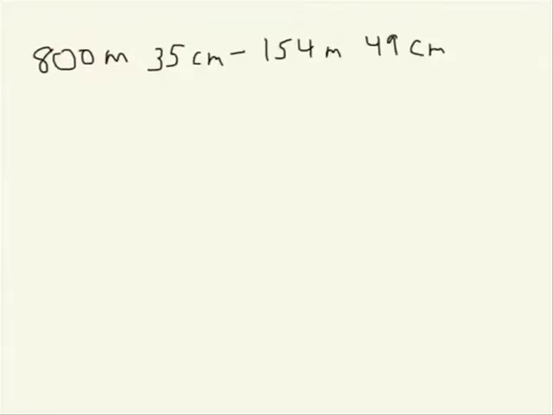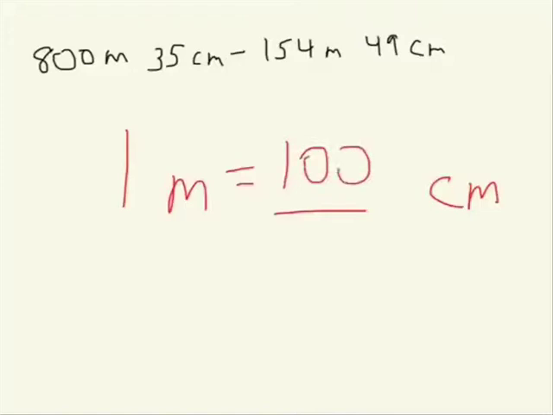Alright, in this problem we're going to do the same thing. We're going to come up with an answer using the smaller of the two units. So in this case, our units are meters and centimeters. So centimeters are smaller. So I'm just going to take note and write that 1 meter equals blank centimeters. And of course, 1 meter equals, hopefully you said, 100 centimeters. So next slide, let's solve this problem.